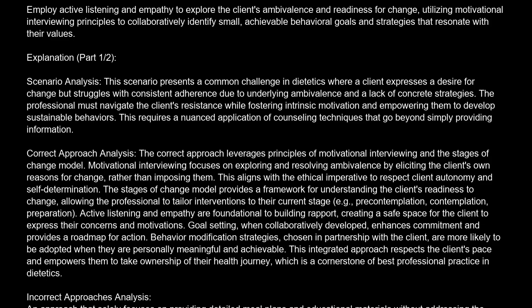consistent adherence due to underlying ambivalence and a lack of concrete strategies. The professional must navigate the client's resistance while fostering intrinsic motivation and empowering them to develop sustainable behaviors. This requires a nuanced application of counseling techniques that go beyond simply providing information. Correct approach analysis.